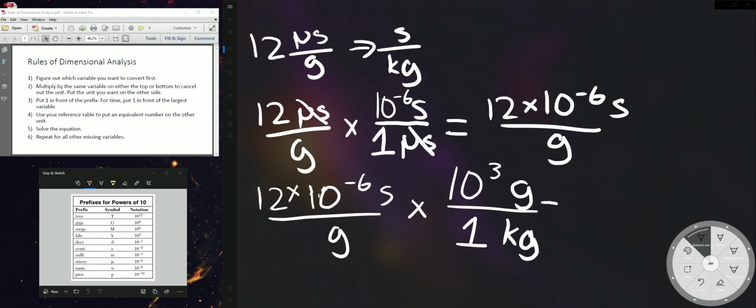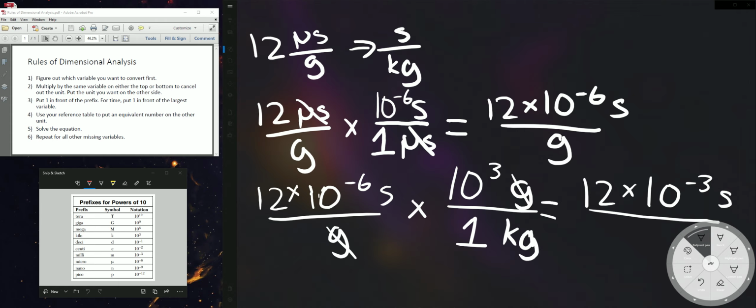Okay? And now we want to finish solving our equation. We know that g cancels out. Well, 12 times 10 to the negative 6 times 10 to the 3 is going to be 12 times 10 to the negative 3 seconds over kg. And now we finished with number 3. Feel free to pause here because I'm going to be re-erasing it all.